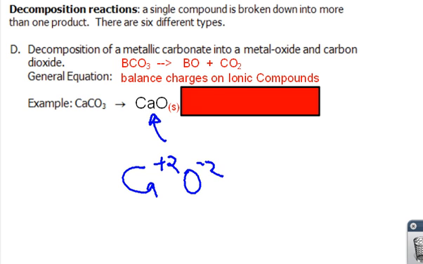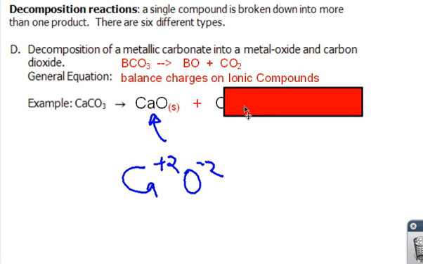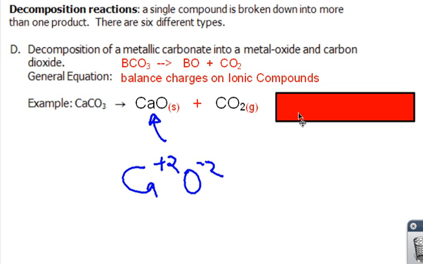We'll do another example in a second where the charges are a little bit wacky and we have to think about it a little bit more than this example. The other product, again, would be carbon dioxide, and this reaction is already balanced. But that's a little bit too simple. Let's do one that's more difficult. Let's do aluminum carbonate, Al2(CO3)3.